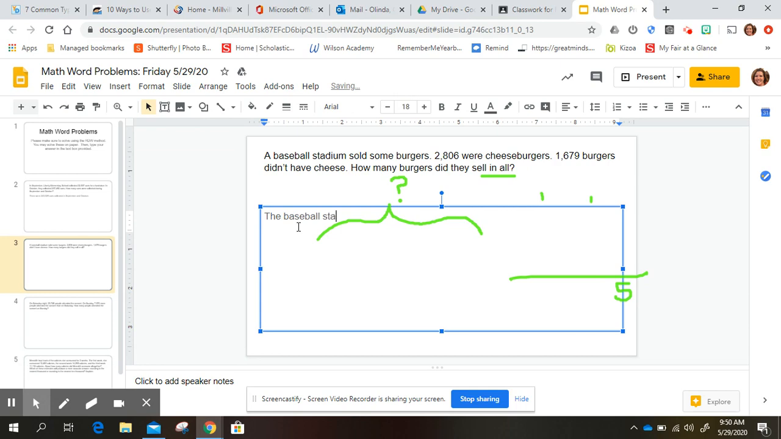The baseball stadium sold 4,485 burgers. And I'll erase some of this here so you can see. And again, you might want to just pause the video to copy the answer on a piece of paper, and then you can move on to the next one.